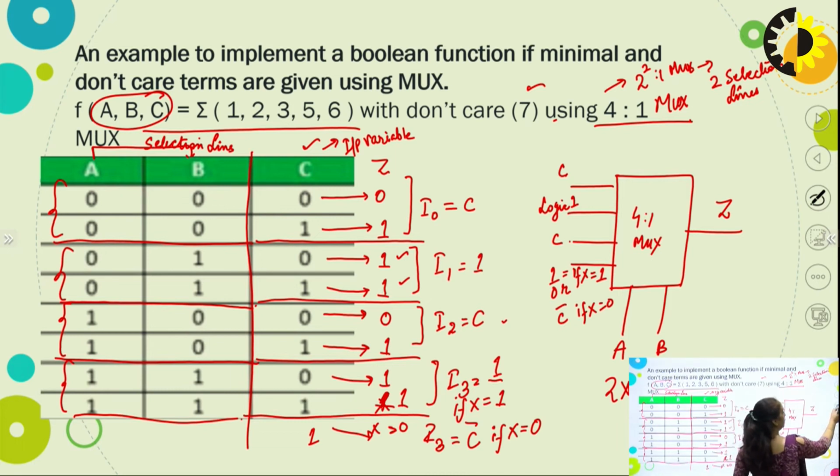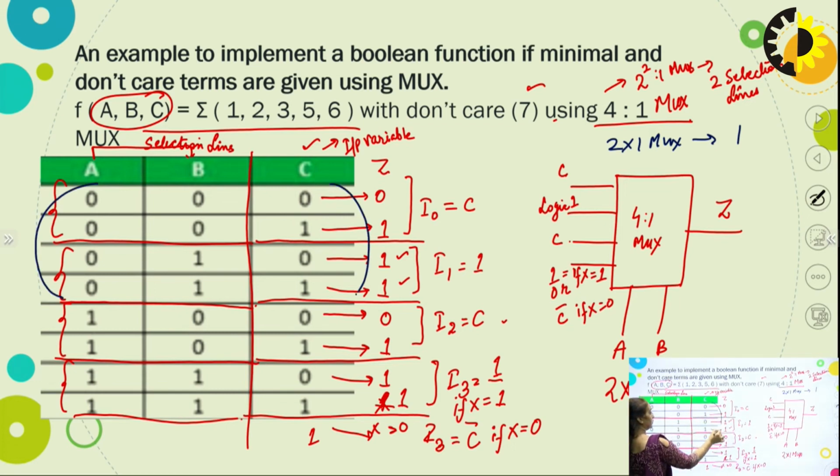If I want to use this 2 cross 1 mux, if I want to realize this circuit, this truth table as a 2 cross 1 mux, what we are going to do in case of 2 cross 1 mux: we have one selection line. So divide the table into 2 parts.